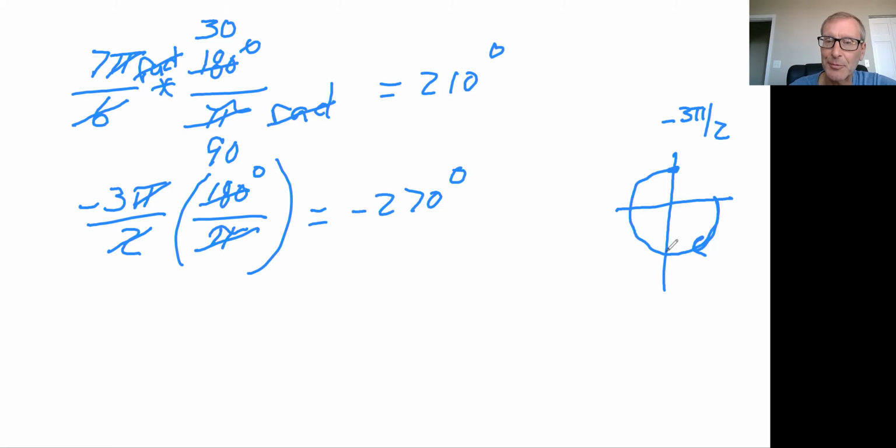So that means this would be minus 90 going that way. This would be minus 180 going that way. And this would be minus 270 going that way. Again, here's a place where I'd say, are there any questions? But again, it doesn't make any sense in this format.